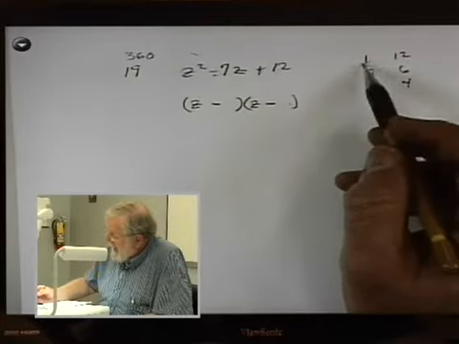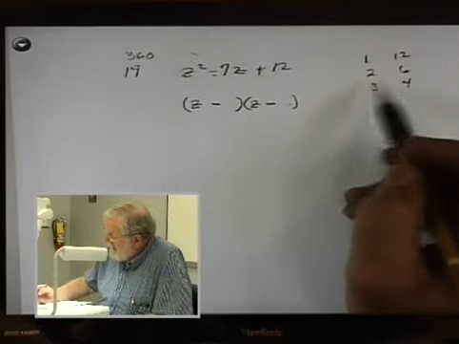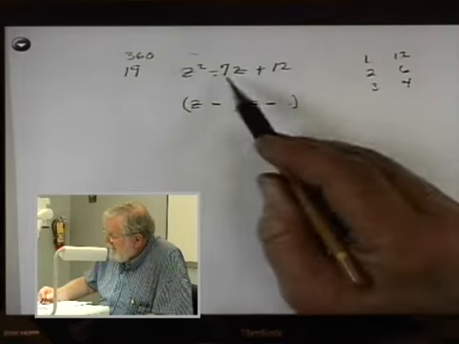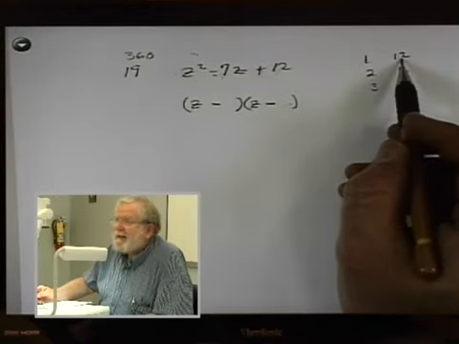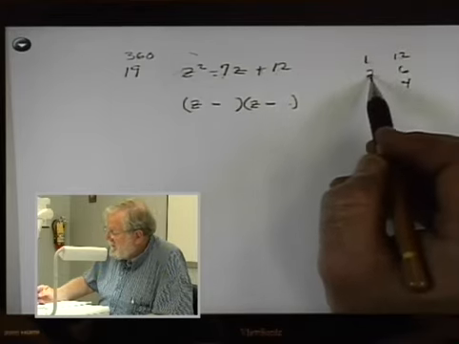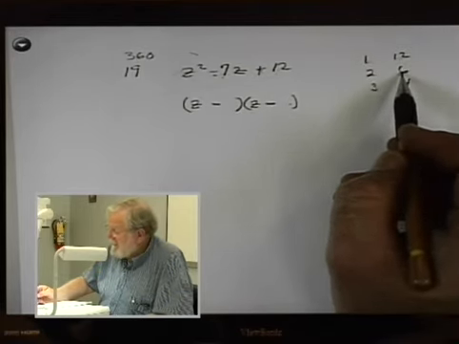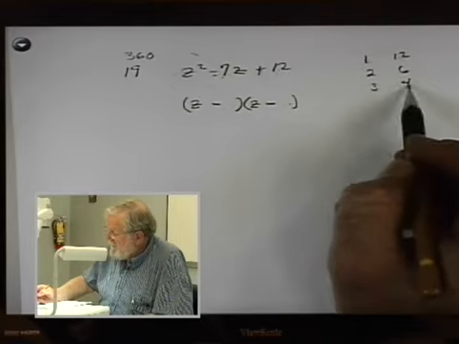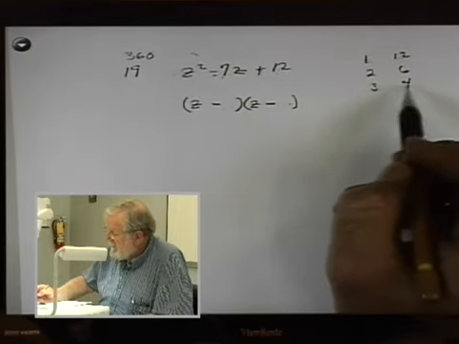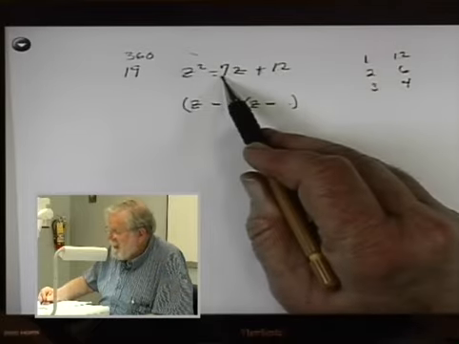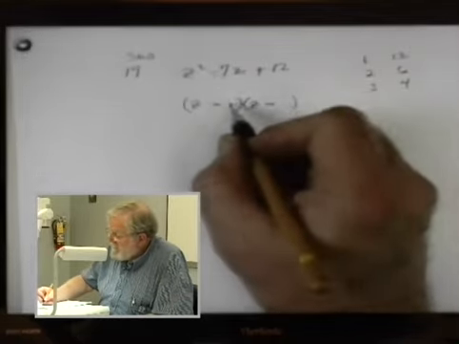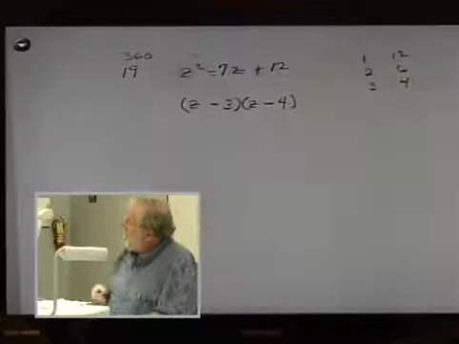Now, we're going to have to add these together, and when we add them, they'll have to equal 7. So 1 and 12 is 13. That isn't going to be our factor. 2 and 6 is 8. That's not going to be a factor. 3 and 4 are our factors. 3 plus 4 is 7. So a negative 3 and a negative 4 is a negative 7. These are both negative, so that's our factor.